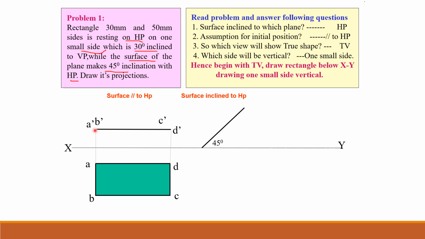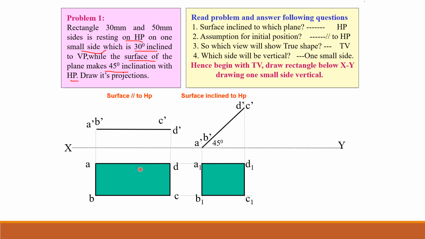I'm going to transfer these points a dash, b dash, c dash and d dash onto this line like this: a dash, b dash, this is my c dash and d dash, and then I'm going to draw the projection lines from these points down, that is onto my horizontal plane. Okay, like that, and correspondingly I'm going to draw projection lines from the initial true shape rectangle. So this gives me my new rectangle, that is A1, B1, C1 and D1.